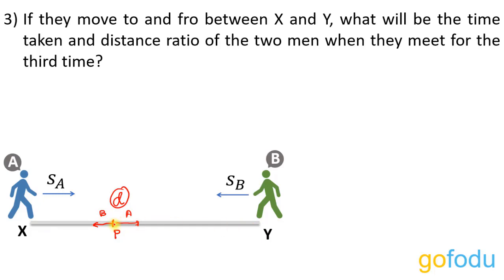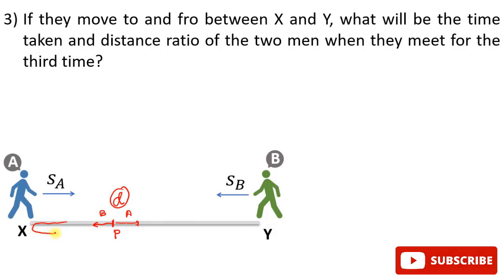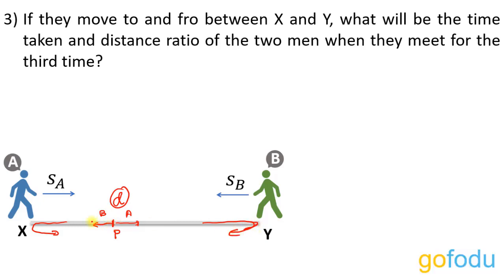Okay, so in order to meet a second time, B will go like this and will return from X. A will go like this and will return from Y. Basically B will have to reach from P to X, covering distance PX, and A will have to reach from P to Y, covering distance PY.